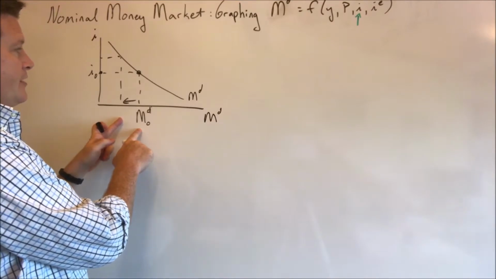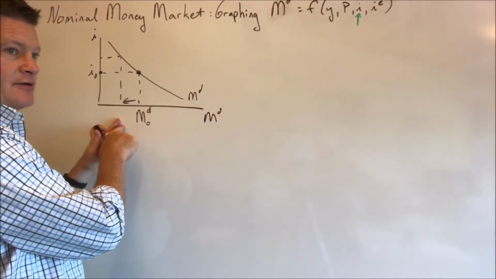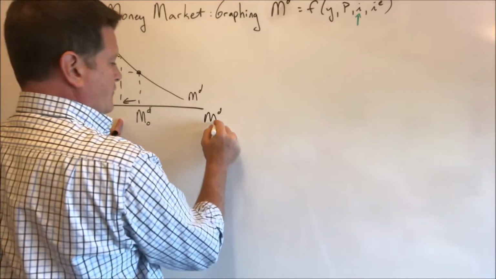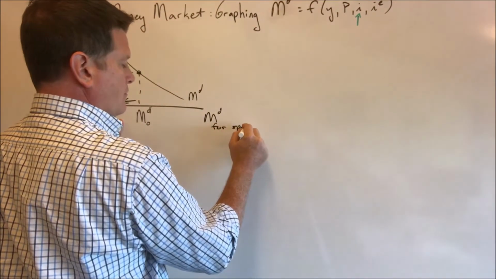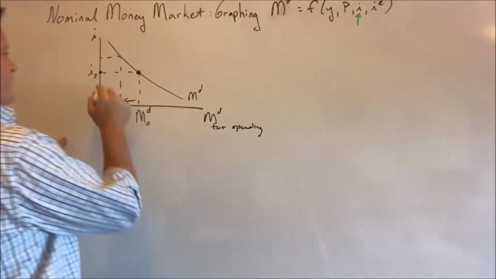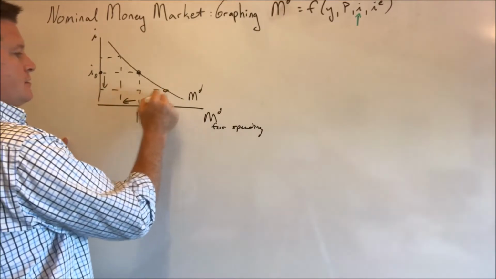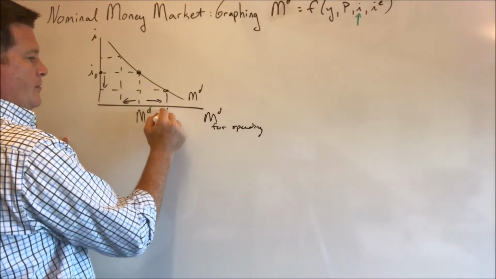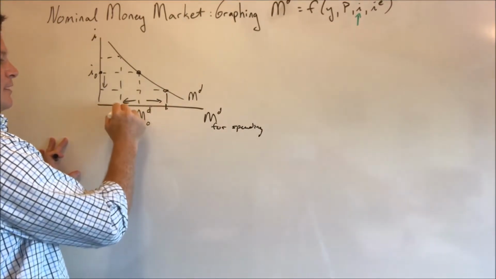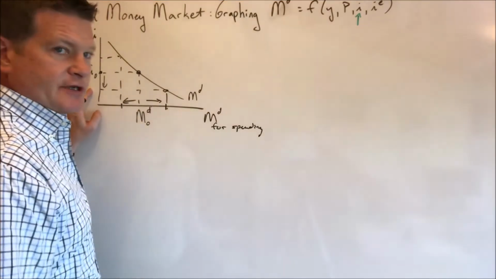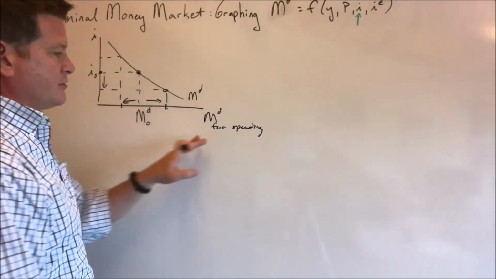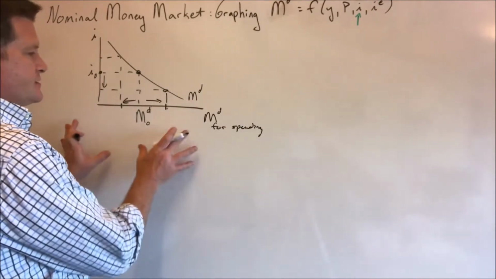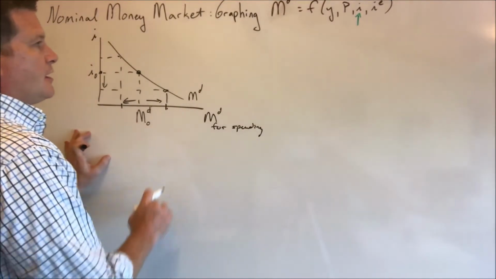Why? Because I would rather put my money into savings accounts. Remember, this is for spending. If the interest rate falls, I would rather hold more money because the interest rate's not as good on my bank account, so I may as well go spend my money. Okay, so this is your demand for cash balances.